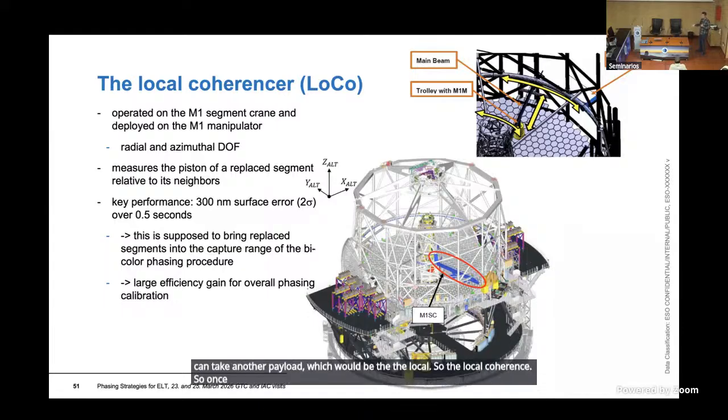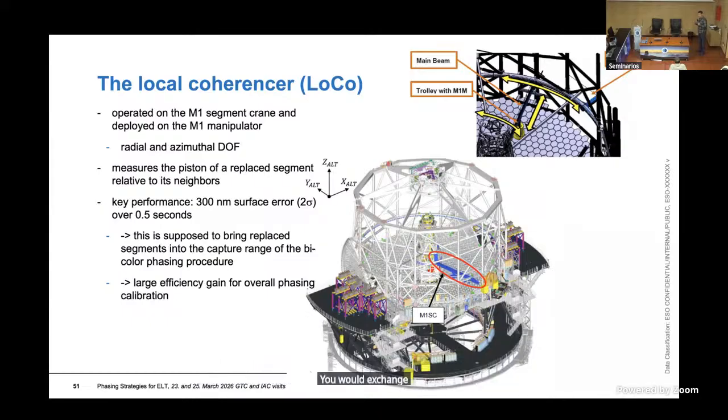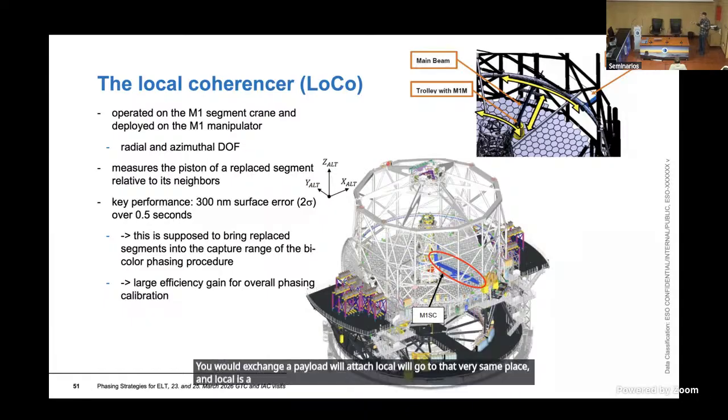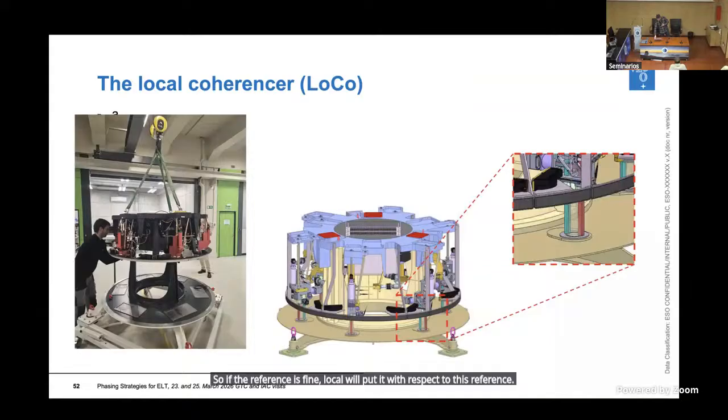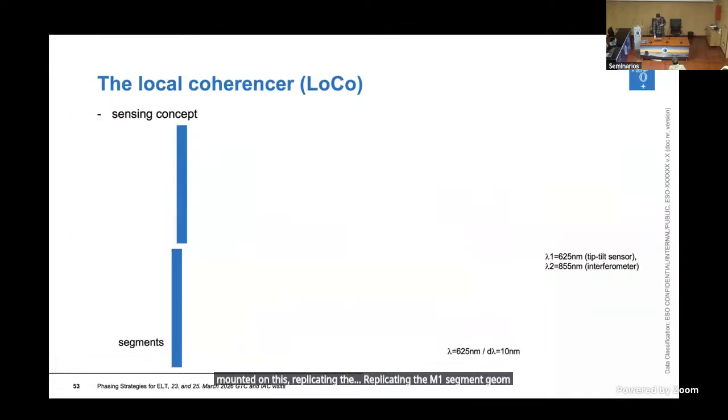So once a segment got replaced, you would exchange the payload, attach LOCO, go to that very same place, and LOCO is a device that measures the replaced segment within the vicinity of the not replaced segments. So if the reference is fine, LOCO will put it with respect to this reference. It looks like so. This is in the integration hall. You see the dimensions. As I said, there are 6 sensors mounted on this, replicating the M1 segment geometry.